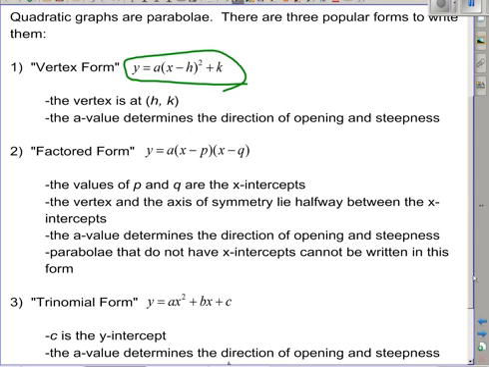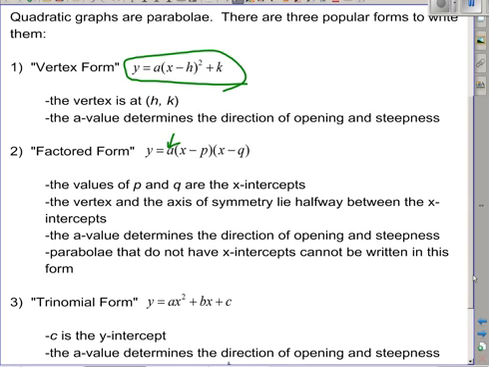Factored form. Factored form is pretty similar in terms of what the a value does. It tells you the direction of opening and the steepness. So the a value, if it's positive, is going to open up. Your parabola is going to open upwards like this. Or if it's negative, it'll open down. The higher the value of a, the steeper it will be, either up or down. And the lower the value of a, or the absolute value of a, the more fat it's going to be, or less steep.